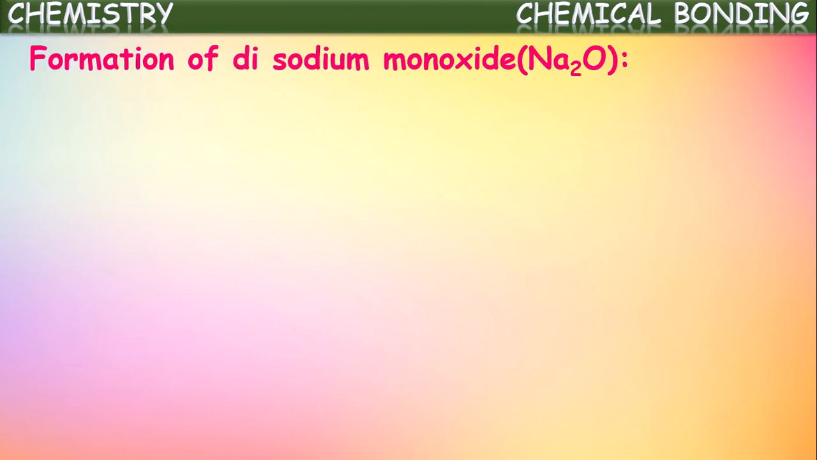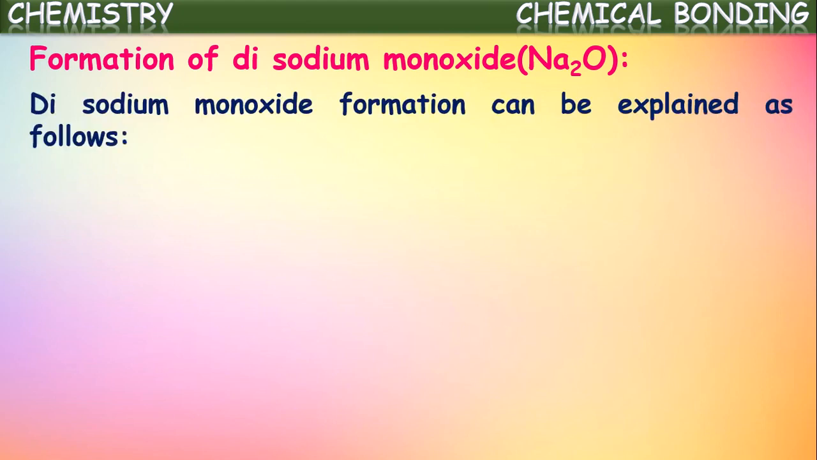Okay, now let us see one more example: the formation of disodium monoxide, simply said, sodium oxide. Here the metallic element is sodium and the non-metallic element is oxygen. The formation of disodium monoxide can be explained as follows.